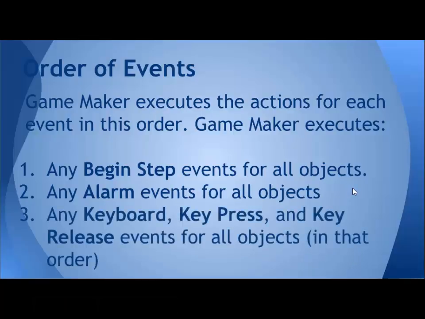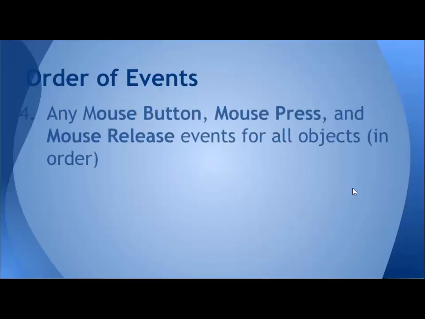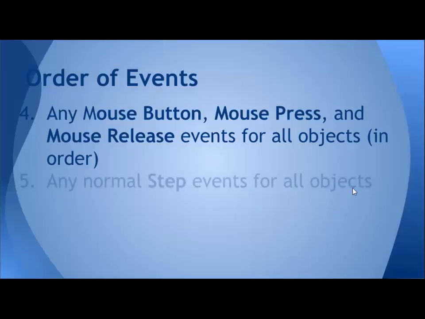Next up is any keyboard, key press, or key release events for all objects. And it's in that order. So keyboard takes precedence over key press and key release events. After the keyboard, then any of the mouse events that you might have. So mouse button, mouse press, and mouse release events are executed for all objects in the game. Finally, you get to the normal step event. This is after the keyboard, after the mouse, after the begin step event, after the alarms. That's when all the step events get done.